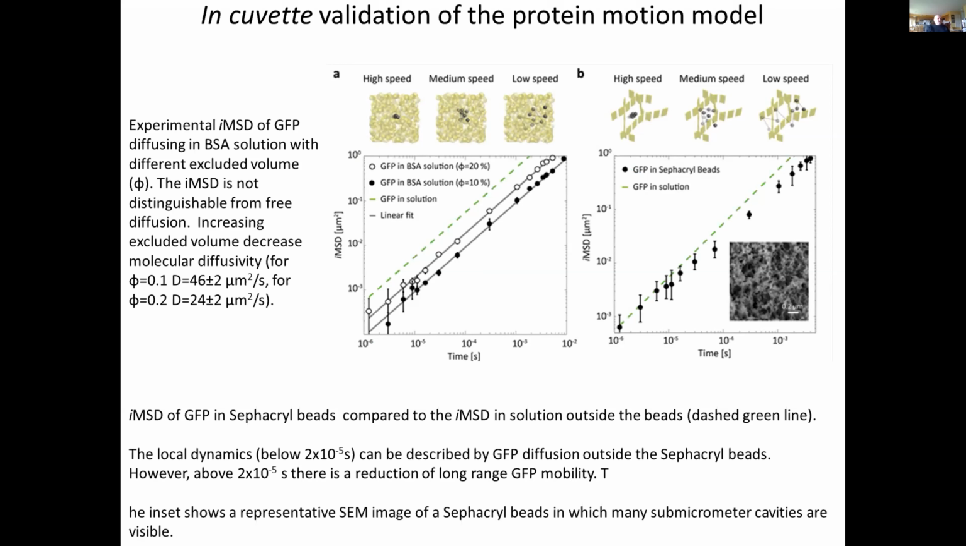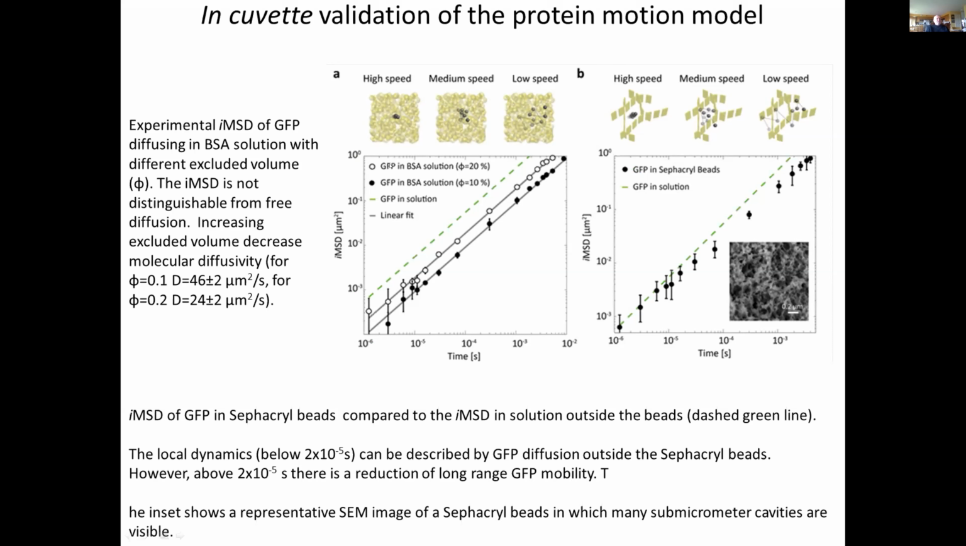Well, we say, might be in the cytoplasm we have structures, so we have cavities, and so let us use a molecule like GFP. So remember, the green line is just GFP in water.